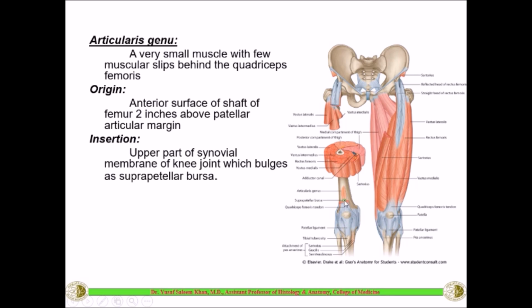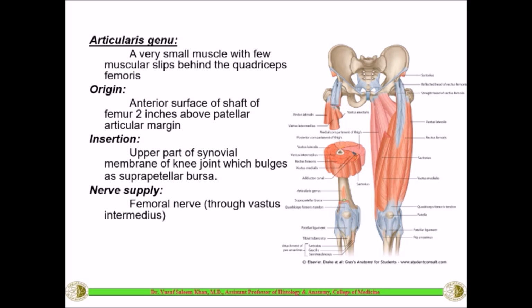This muscle gets inserted into the synovial membrane as well as into the suprapatellar bursa, and this prevents the kinking of this bursa into the knee joint during movement of the knee. So it prevents the kinking of the synovial membrane within the knee joint. So that's the importance of this small muscle called the articularis genu.